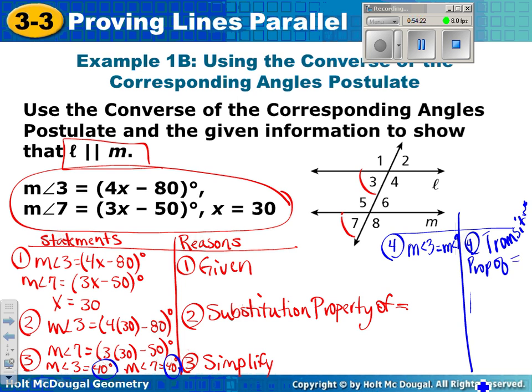So if 3 is equal to 7, do we have that they are congruent yet? No, we need one more step for that. So now we can say angle 3 is congruent to angle 7. What says if they're equal, then they're congruent? Very good. Now that is the definition. So definition of congruence. And now if 3 and 7 are congruent, how do we know the lines are parallel?